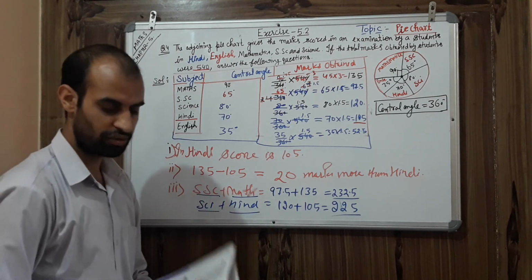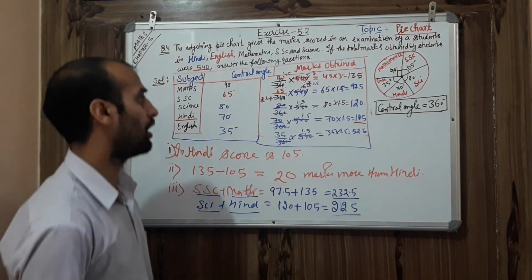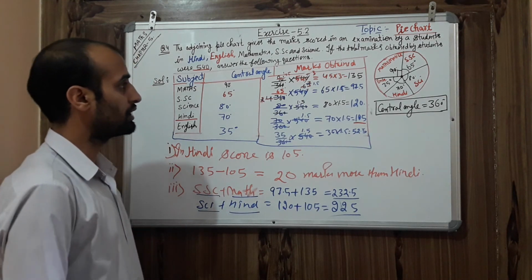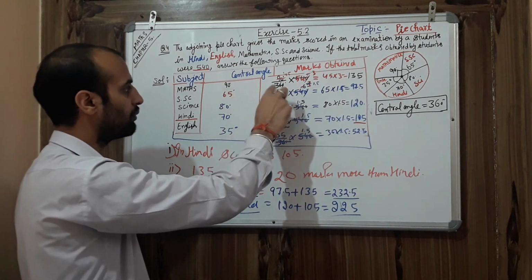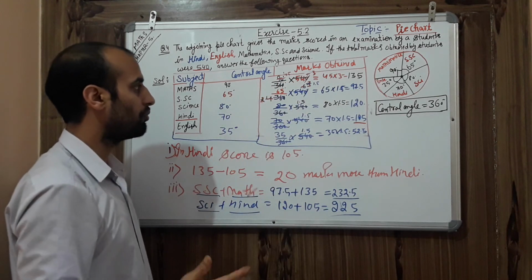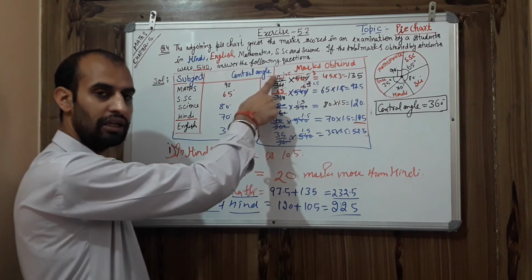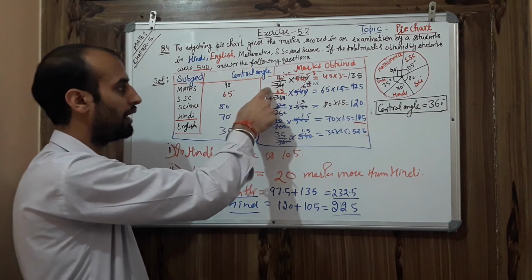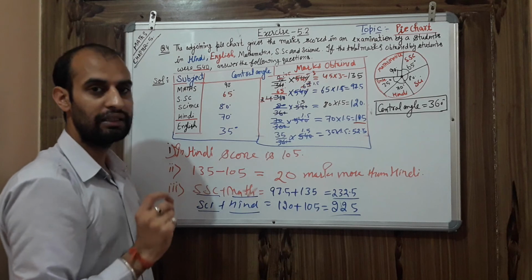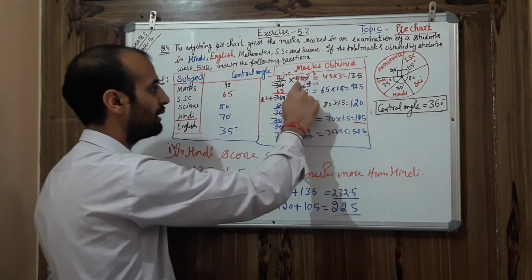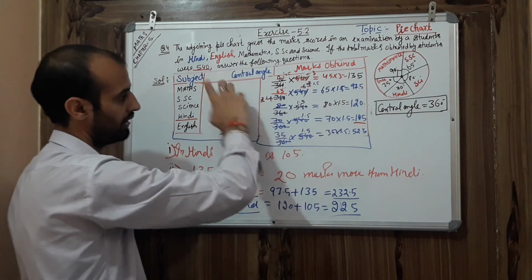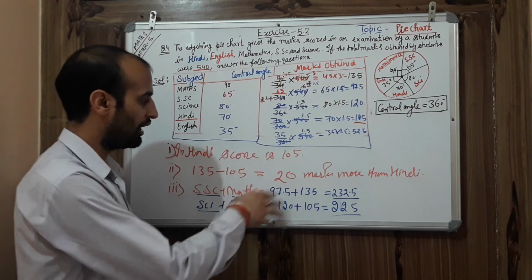These are the questions asked to you. I hope it is clear to you how to solve this question. First you need to write this chart, then write the central angle and calculate from here the total number of marks. For that you need to write the angle for the particular subject up, and in the denominator you need to write 360. Why? Because the central angle is 360, and multiply by the total marks, that is 540. In this way you can calculate for all and find the answer.